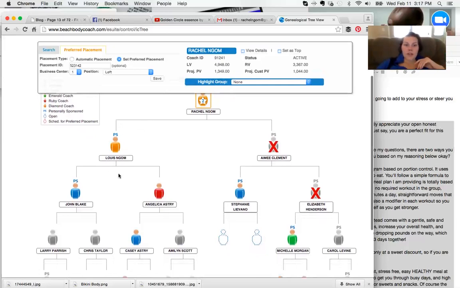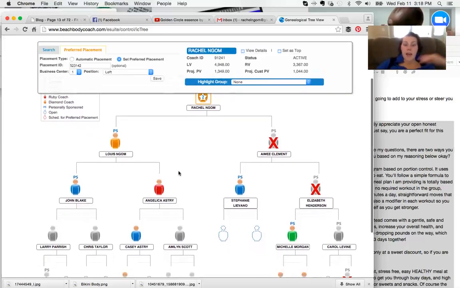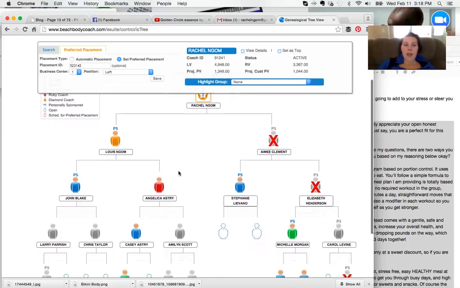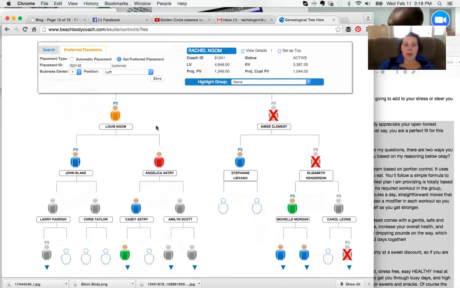And so let's say this is my strong leg. So I put my husband right up at the top, and after I built myself to diamond, I worked on building him to diamond. So he's now a diamond coach. And what happened was a lot of rock stars ended up being sponsored by my husband and being added onto his weak leg. And as you can see, my husband's right up at the top, and he has two sides of his organization, two legs.